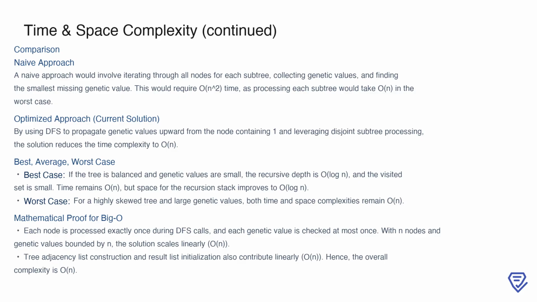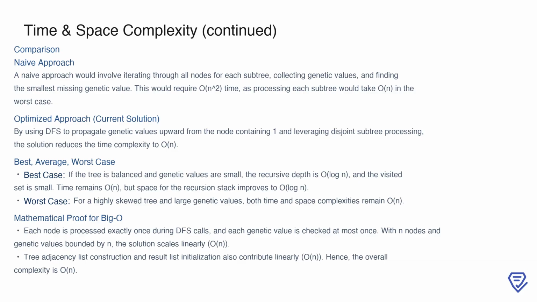Considering different cases, in the best-case scenario where the tree is balanced and genetic values are small, the recursive depth is O(log n), improving the space complexity of the call stack while the time complexity remains O(n). In the worst case, with a highly skewed tree and large genetic values, both time and space complexities remain O(n). Finally, from a big O perspective, we can prove the solution is linear because each node is processed exactly once, and each genetic value is checked only once.